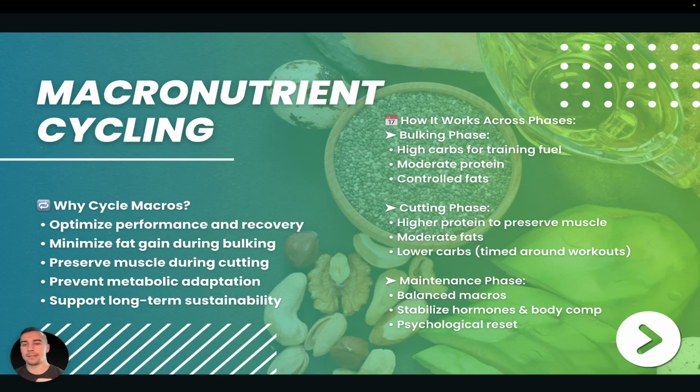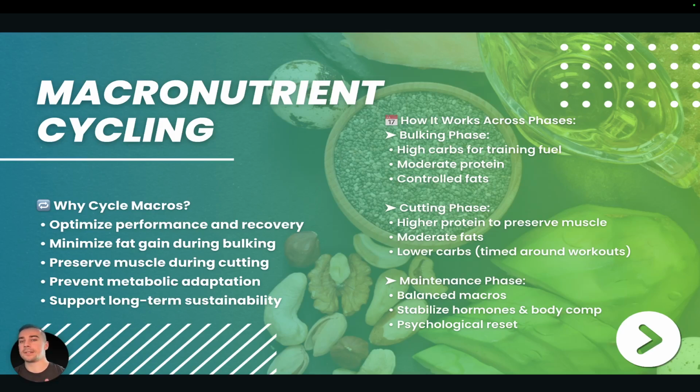Macronutrient cycling. Let me define what a macronutrient is. I have discussed this before, but I do want to clarify for anybody who's not watched. A macronutrient is a nutrient that the body needs in large amounts. It's consumed in large amounts, and that's why it is known as a macronutrient. There are three different nutrients: carbs, proteins, and fats.